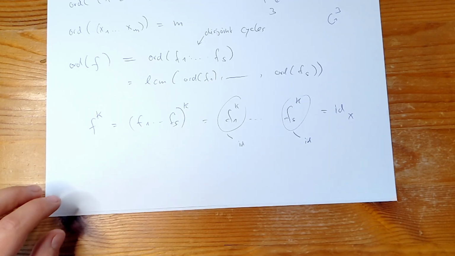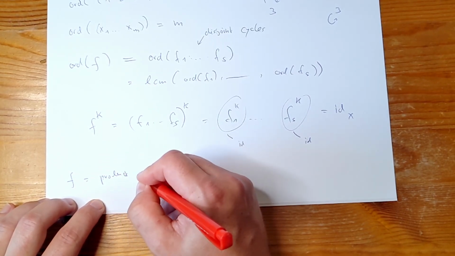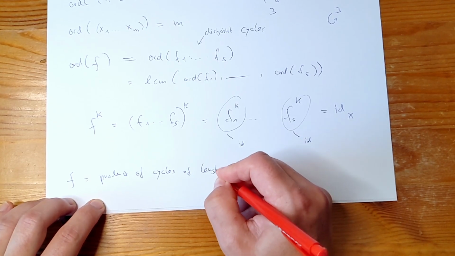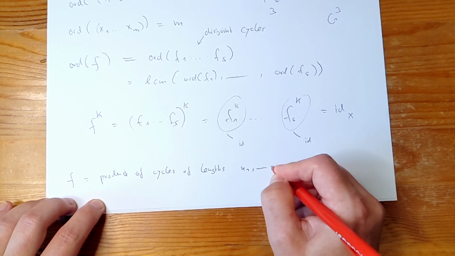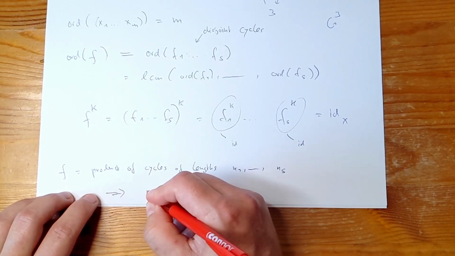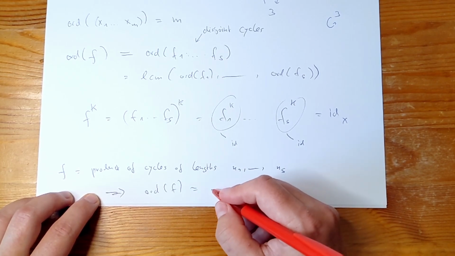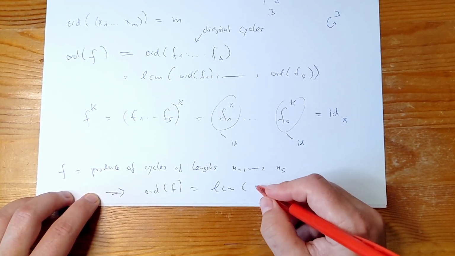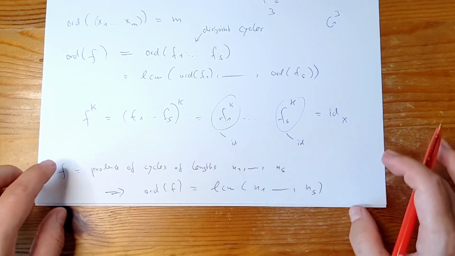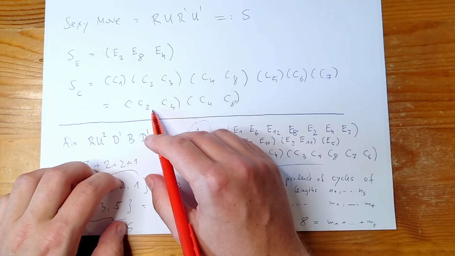This means that if I have a permutation which is the product of cycles of lengths n1 to, let's say, ns, then we know the order. That means just the least common multiple of these numbers. So LCM of n1 to ns. So this is very useful. So for example, when you look at the sexy move here, you have two cycles.